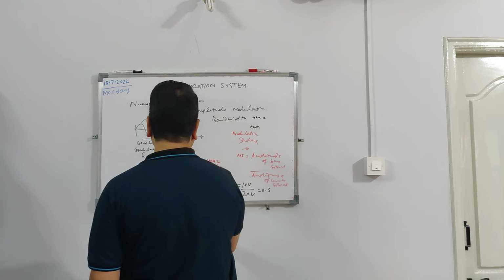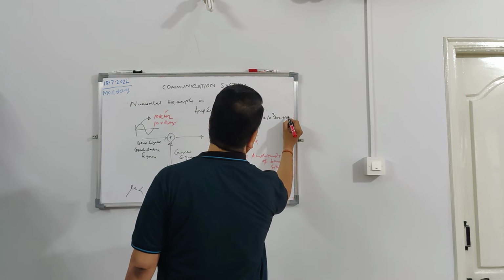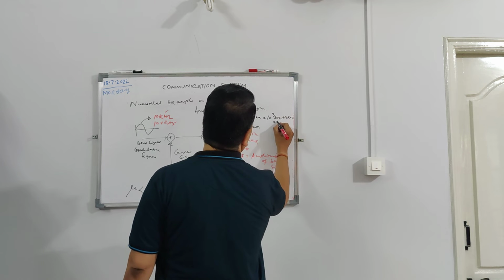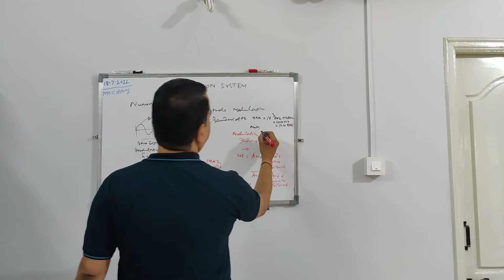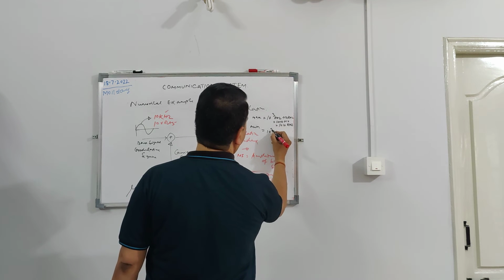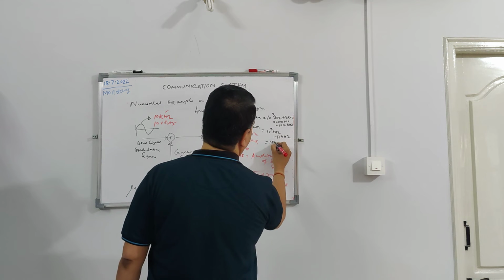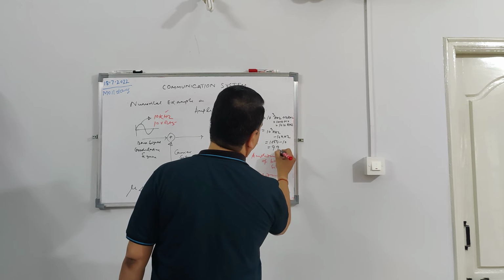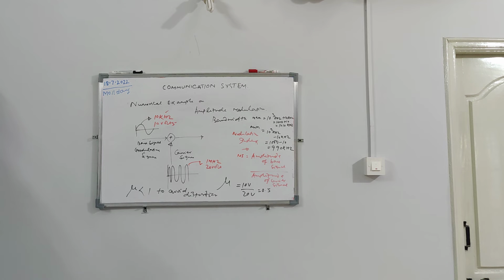So the max will be, let us say the carrier is 1 megahertz. 1 megahertz is nothing but 10 to the power 3 kilohertz, plus 10 kilohertz. So this is 1000 plus 10, so 1010 kilohertz. This is your max. And then the min is 10 to the power 3 kilohertz minus 10 kilohertz, so 1000 minus 10, which is 990 kilohertz. That is the range, the frequency range of the signal, that is bandwidth.